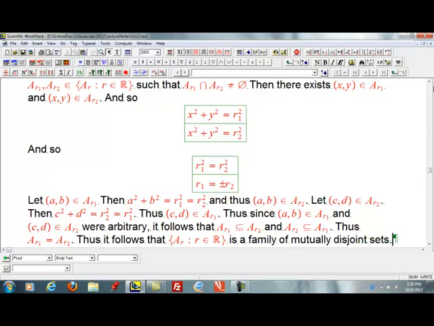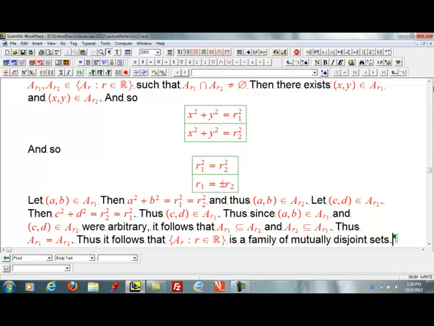Our first property to show: you assume that they have a non-empty intersection, and show that the sets are equal. That's what we're going to use to show mutually disjoint. It's easier than trying to show that the intersection is empty. If you start with something in the intersection and show that it has to be the same set, that's easier to do. So that's what we do.